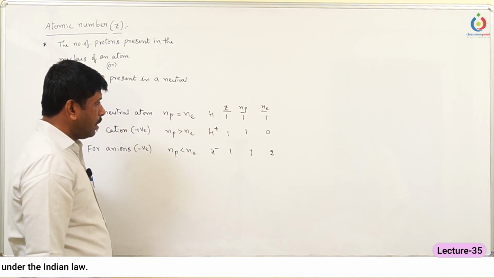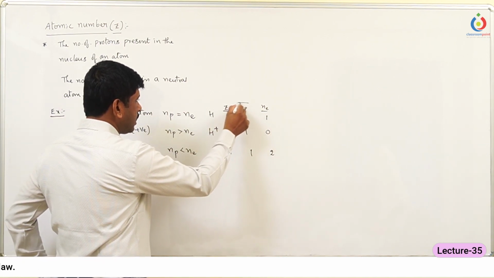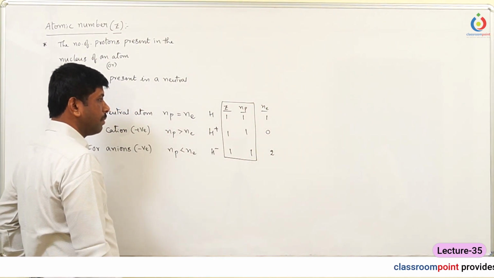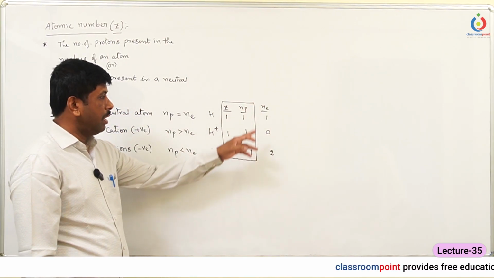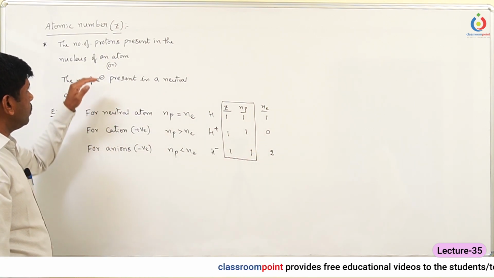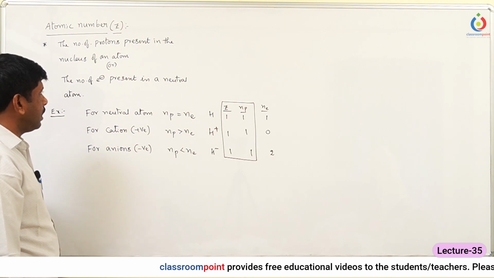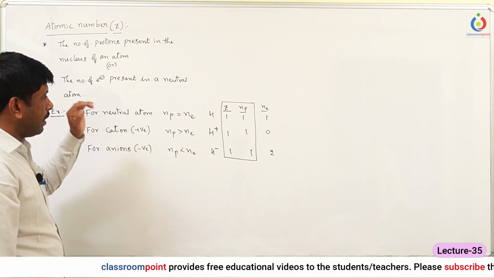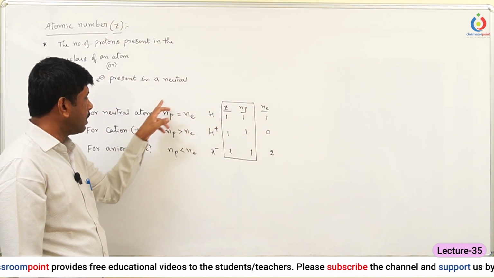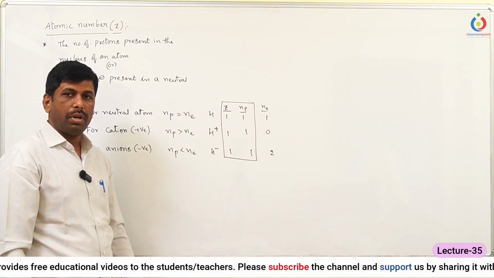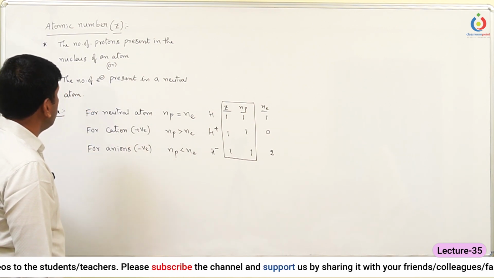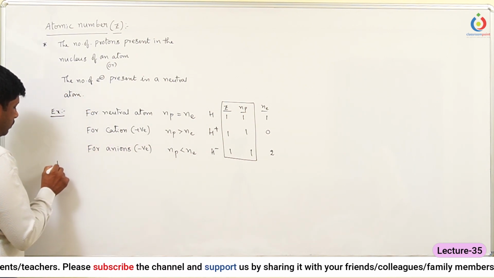So in all these cases, the atomic number and number of protons remain the same, but the number of electrons gradually changes. That's why defining the atomic number using the protons is the more accurate way instead of the electrons. But whenever you use the electron terms, you must use the neutral atom, because only for a neutral atom, number of protons equals number of electrons. Now let us see the mass number.